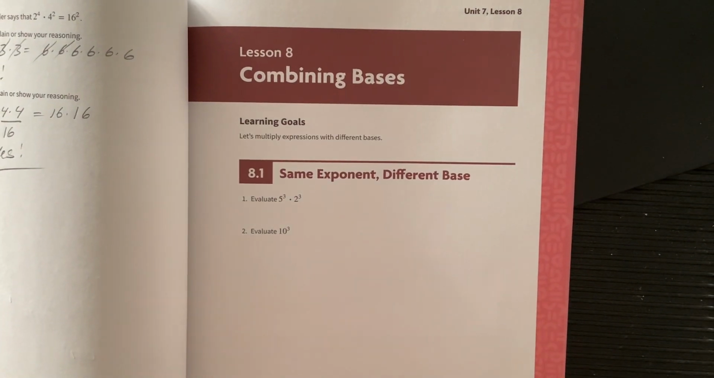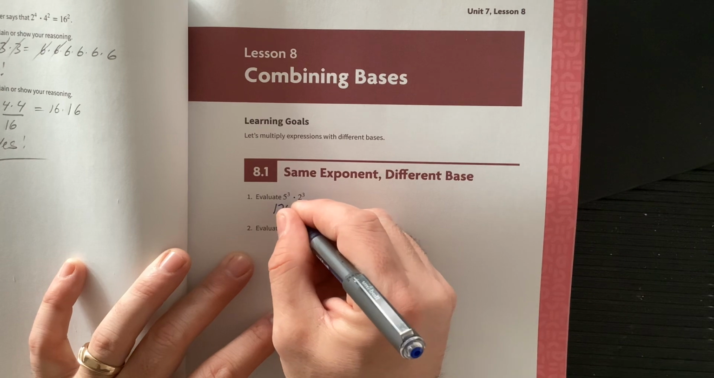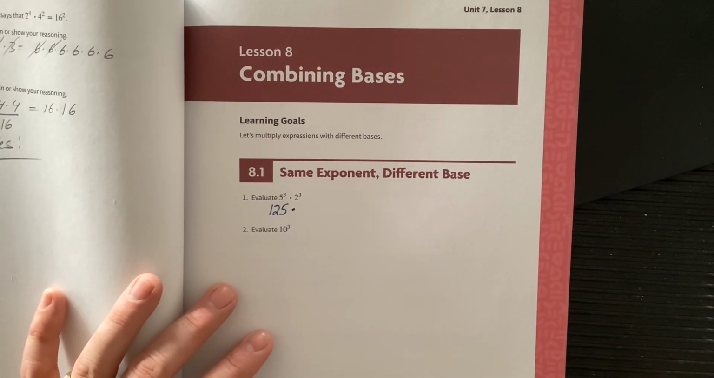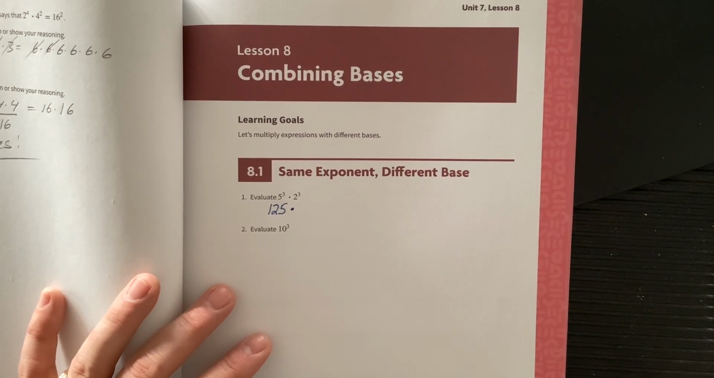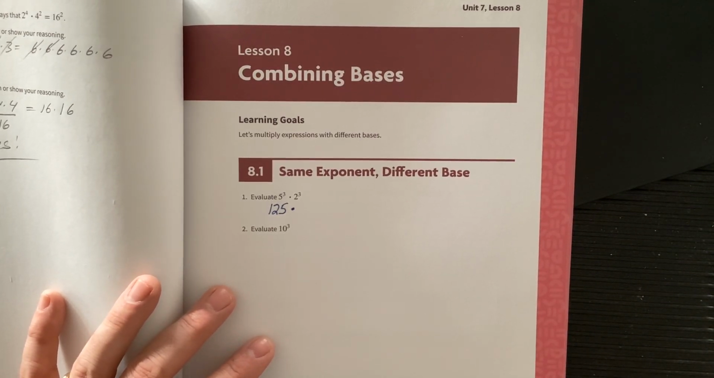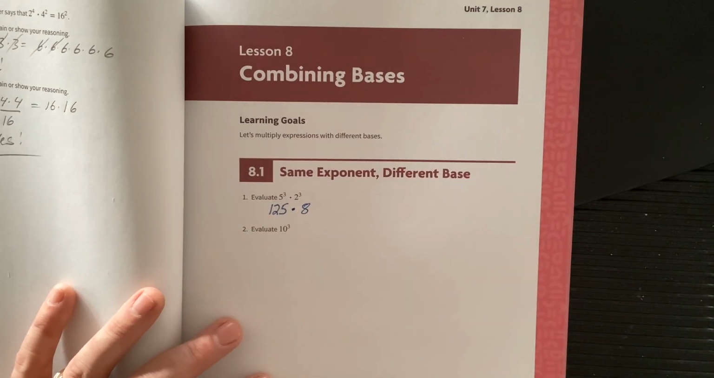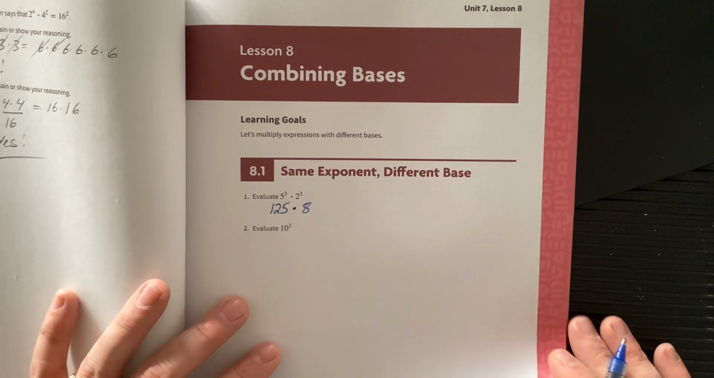Can anybody tell me 5 to the third? 5 times 5, 3 times. So that is 125. 2 to the third, we've done a lot of 2s, so that one should come rather easily. 2 times 2, 3 times is 8. Thank you for not saying 6. A lot of people want to take 2 times 3. That is not the case. So 125 times 8.